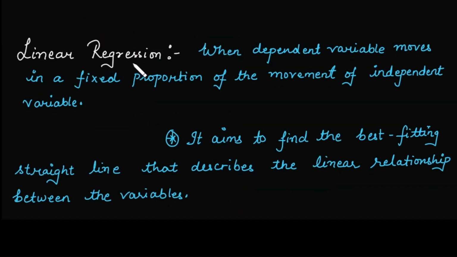Next is linear regression. So when the dependent variable moves in a fixed proportion of the movement of the independent variable, it means when x is moving, y is also moving but by a fixed amount. So in that case, we have a straight line in a graph which aims to be the best fit of the data and hence describes the linear relationship between the variables.